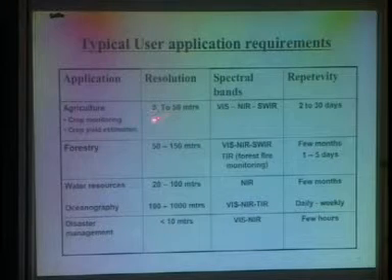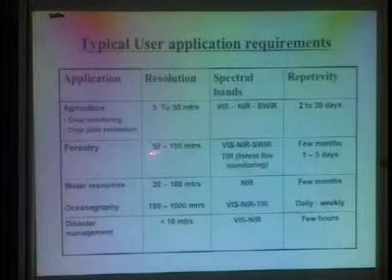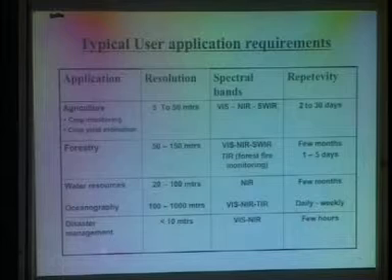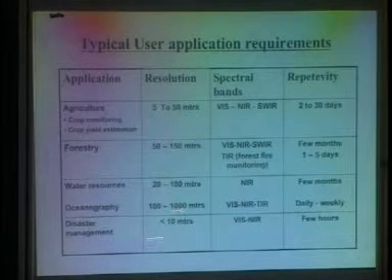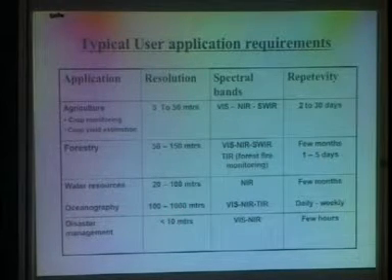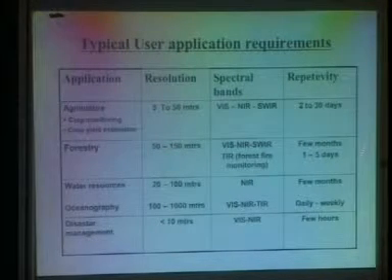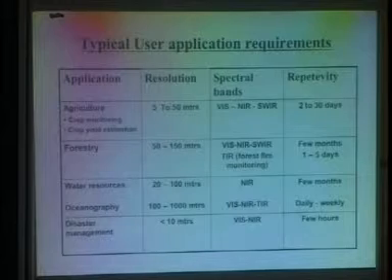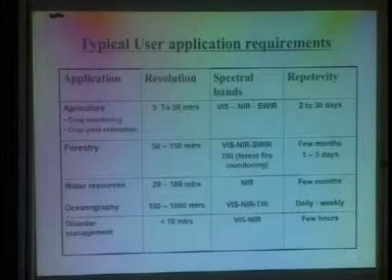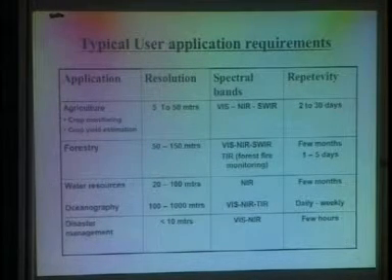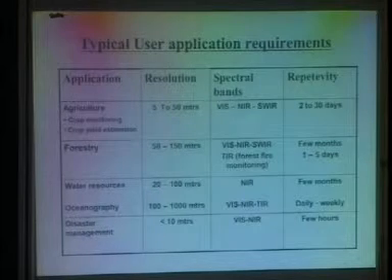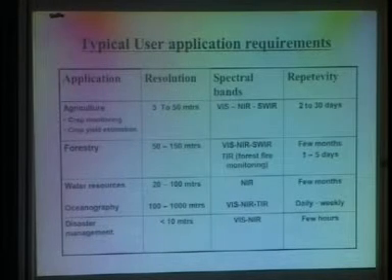Say it is 5 to 50 meters, 50 to 150 meters, or 20 to 30 meters, and for disaster management they require less. In some cases, different spectral bands are chosen depending on that. And then the repetitivity. In agriculture, we want to know how things grow. Before the Kharif season or another season comes, they want to know how things have grown and then they want to predict.